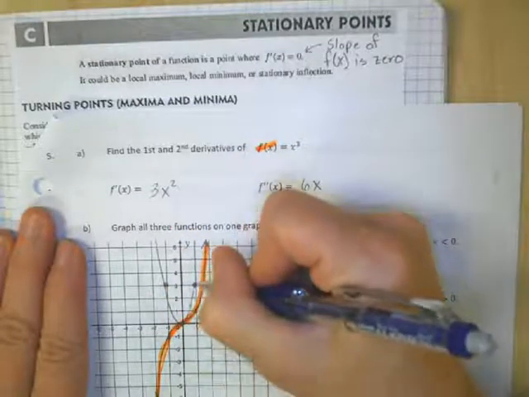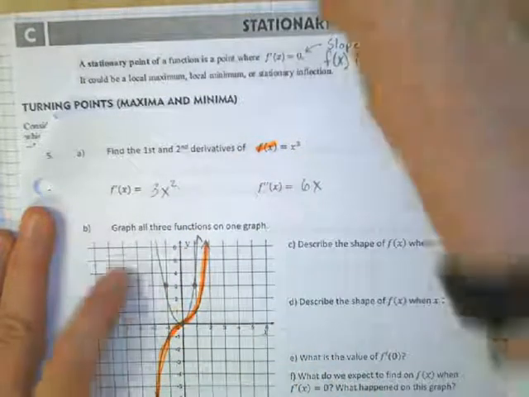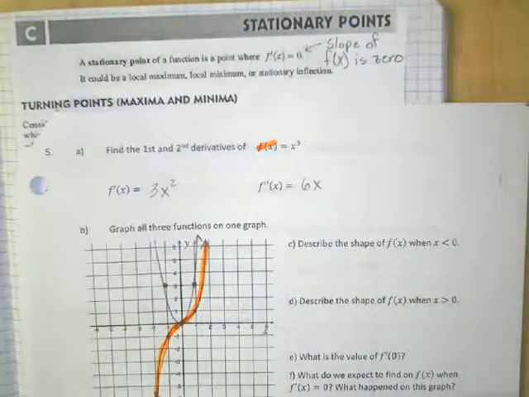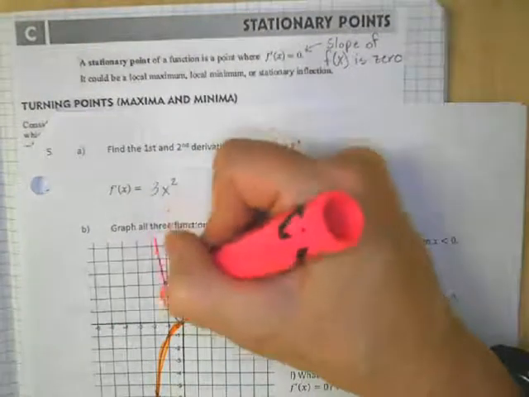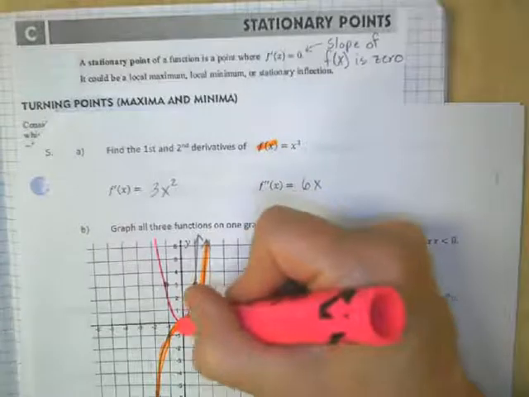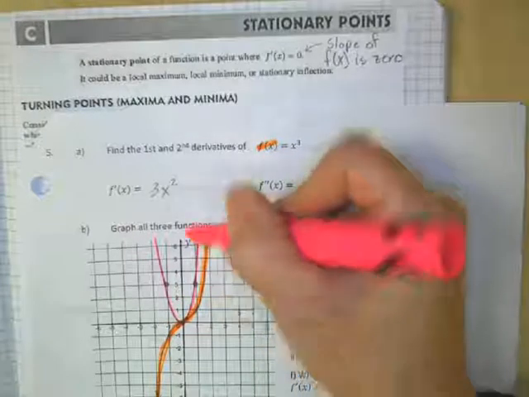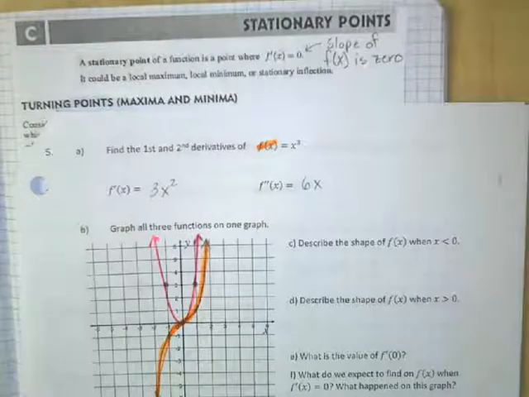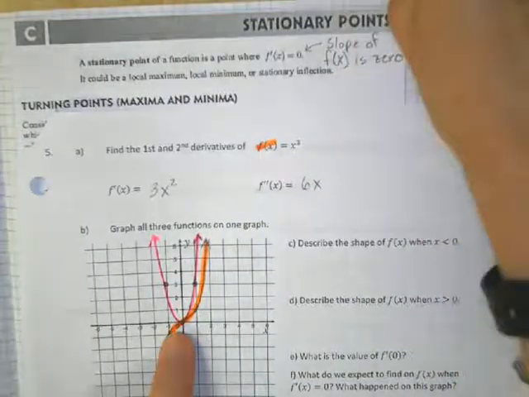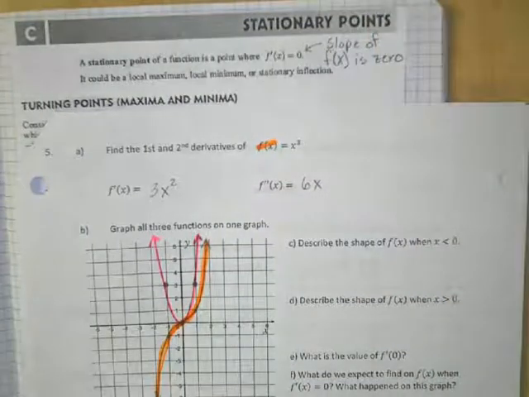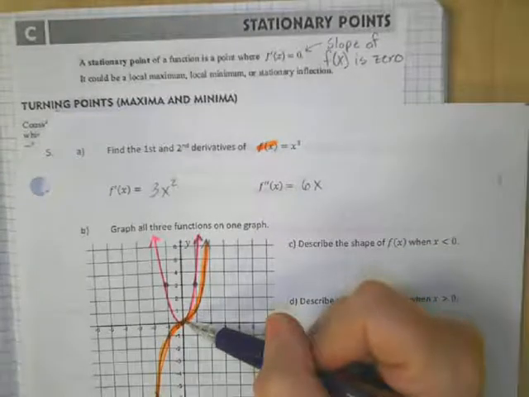So notice, this is my first derivative, and does it have an x-intercept? Yes, there's my x-intercept. So, from what we've learned, where we have an x-intercept, we should have a local minimum or maximum. But look what's happening on the function. It does not have a local minimum or maximum.